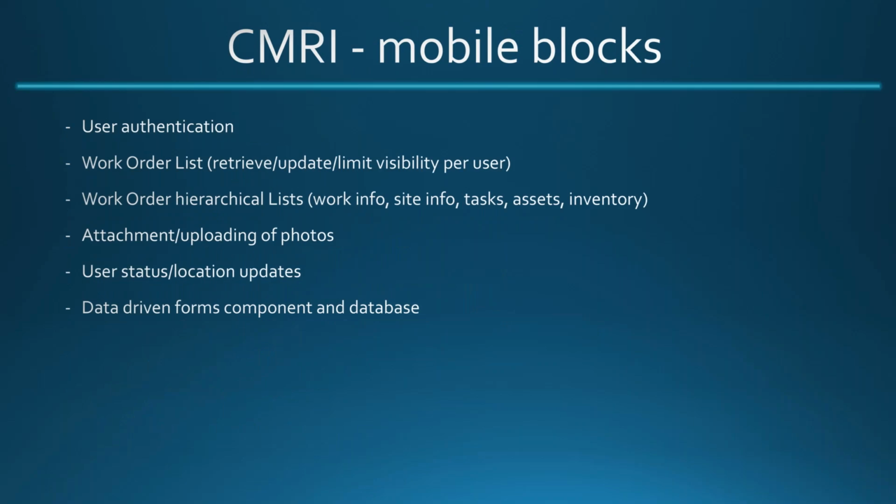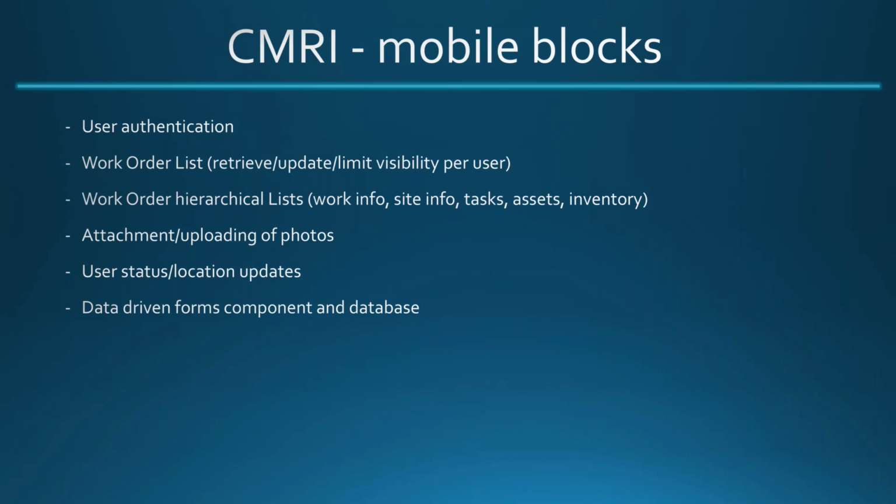So if we split that out into discrete blocks of functionality that we would build when we're building a mobile app, we would say that we need user authentication, obviously. We need something like a work order list, which needs to be limited per user and needs to be searchable, filterable, and obviously updatable. We need hierarchical lists. So we said we have, for example, a site element, but then underneath that we have site information, site assets, inventory. Then work orders have notes, have tasks, have additional info.